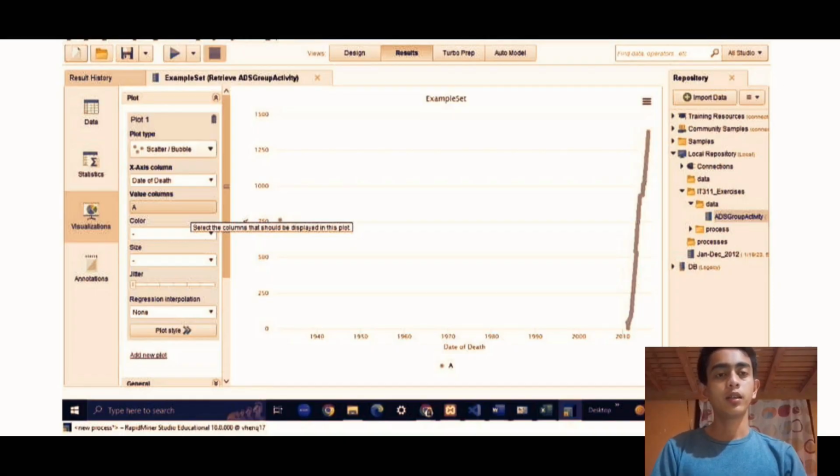In analyzing the date of death, we use scatter bubble as our basis of result. So the year in which most of the people in the sample died is 2010.